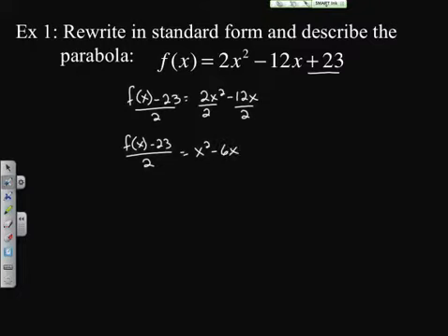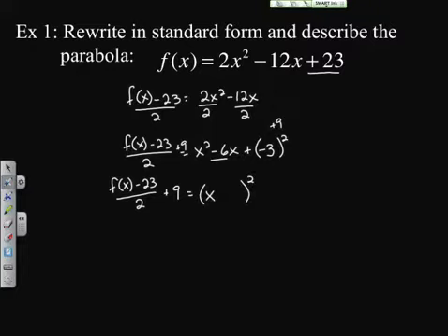Now here's the part that people sometimes forget how to do. We want to complete the square, so we have to put this something squared here. And the way we get that something is we take half of this, negative 3. Negative 3 squared is equal to positive 9. So what we have to do on this side is also add 9. So now we have f of x minus 23 over 2 plus 9 equals this perfect square, and the perfect square is x minus 3, and we get that from here and here.